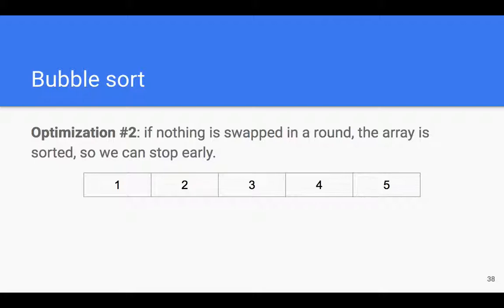So in that case, we don't need to go through another round at all, because we're done. We can stop early. So there are 2 optimizations that we can do, but the basic idea is, again, just go through the list, bubble up the largest one, bubble up the second largest one, bubble up the third largest one until everything's done. All right, so that's the end of this video. In the next one, we'll try to put this in code.